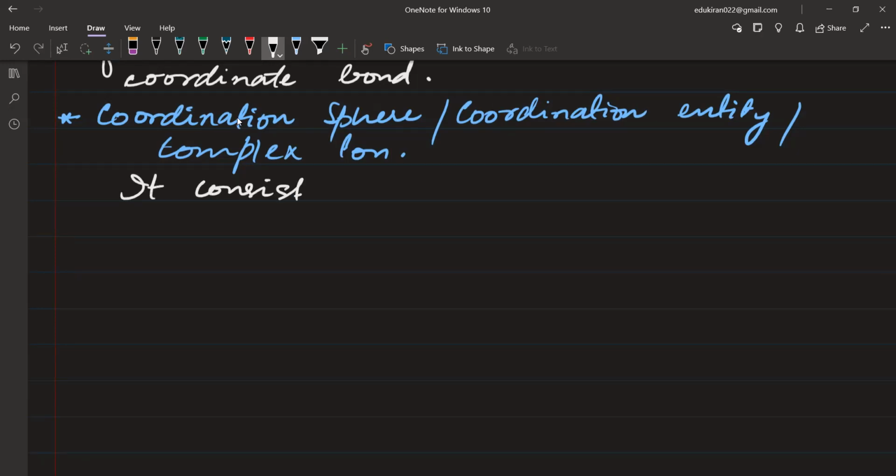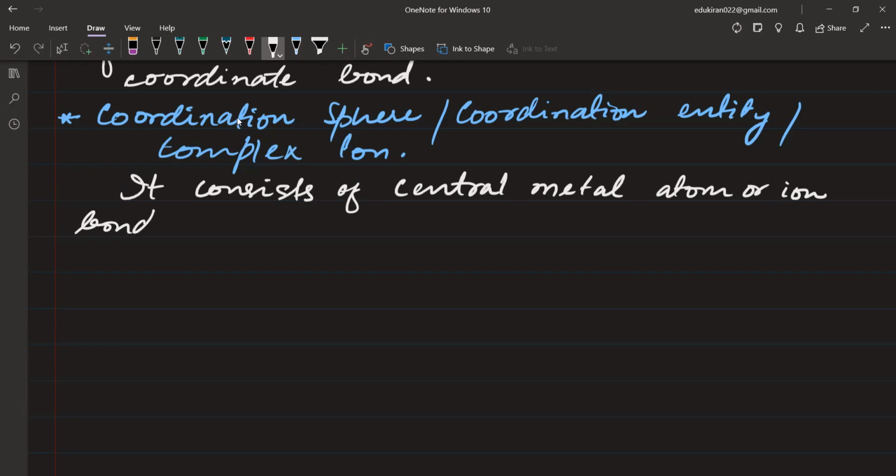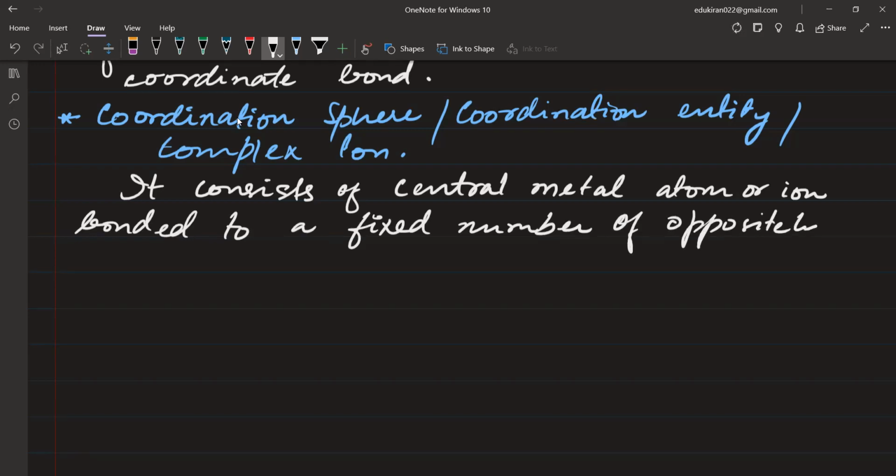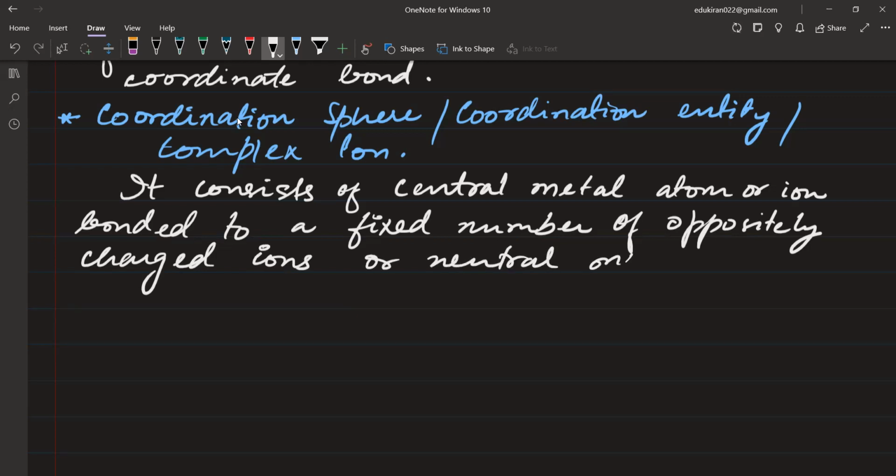It consists of a central metal atom or ion bonded to a fixed number of oppositely charged ions or neutral molecules.